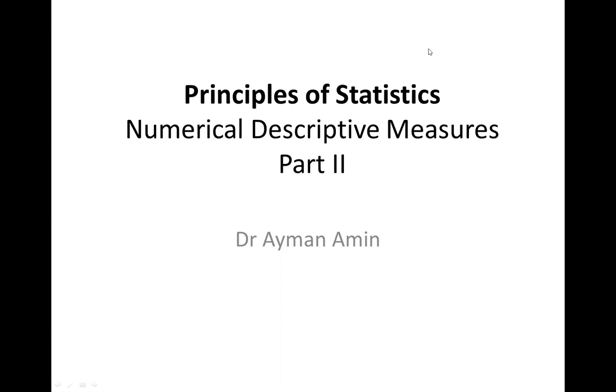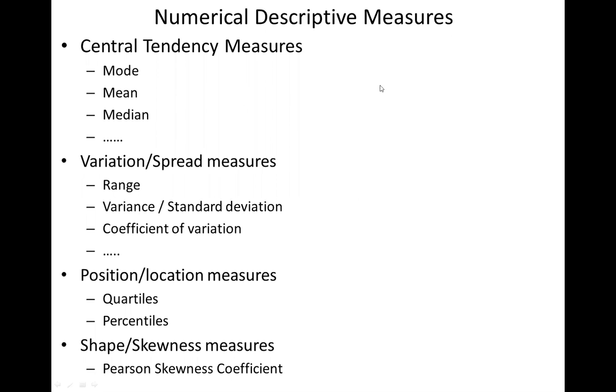In our course Principles of Statistics, we already started introducing the numerical descriptive measures, and we said for any data we have 4 dimensions to describe the characteristics of this data. We can describe center, variation, position, or the skewness of the data.